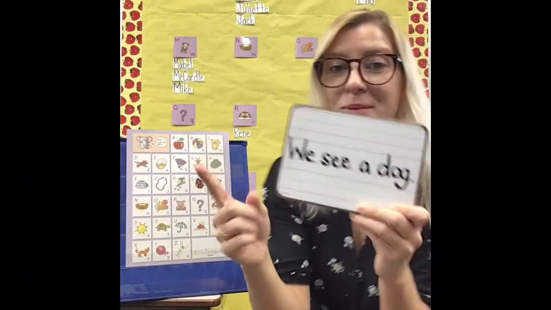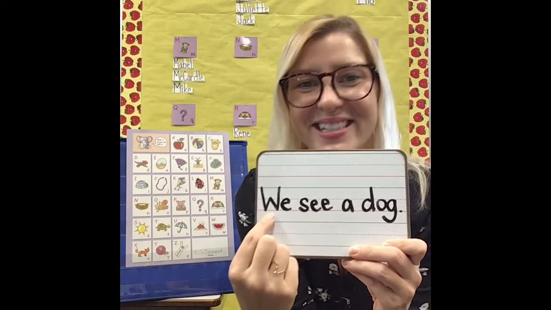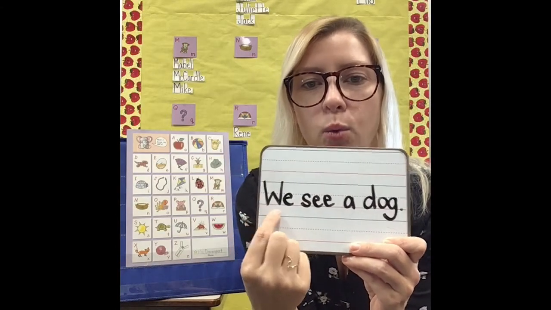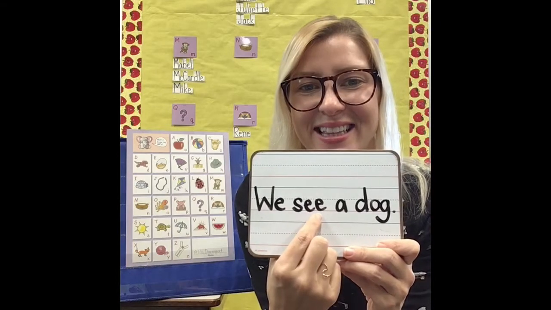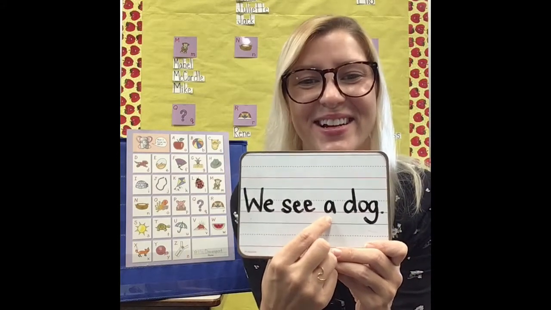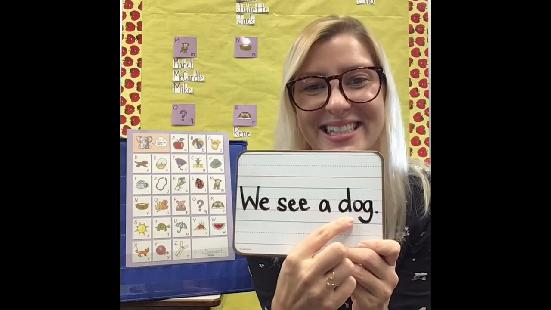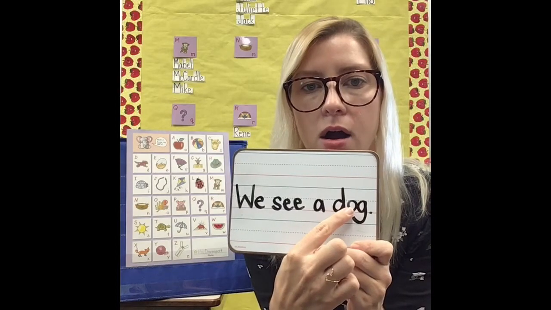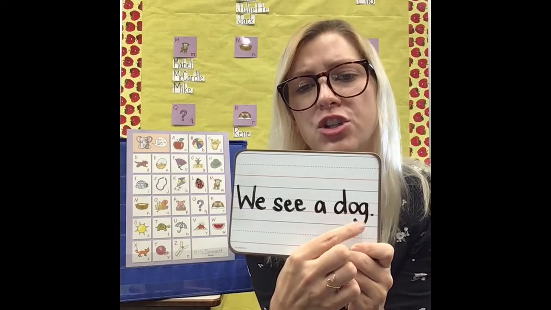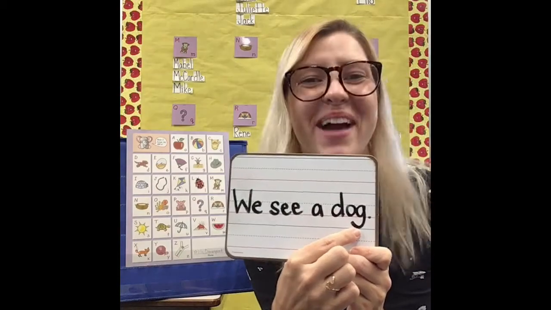I'll use my pointer power while we try to figure out this sentence. We already used this sight word, so we know that it's we. Here's another sight word, see. And another sight word, a. And a new word, let's sound it out, d. I'm not sure what sound this letter makes. Where could I look? My alphabet chart.